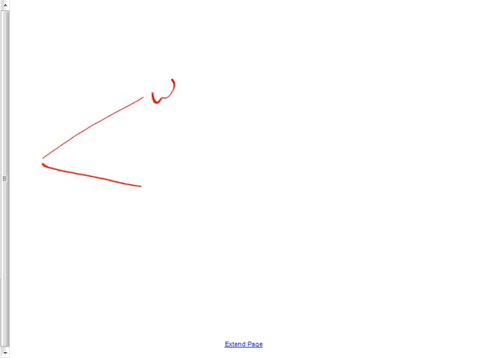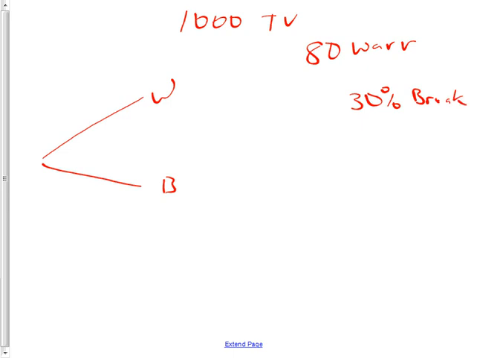It either works or it breaks. This is a $1,000 TV with an $80 warranty. You find out that 30% of these TVs are breaking, which, by the way, means that the warranty is probably a good idea. Then figure out for me, if you're paying $80 for the warranty, what's your expected value? Figure it out. I'm going to pause for a second while you work on that.